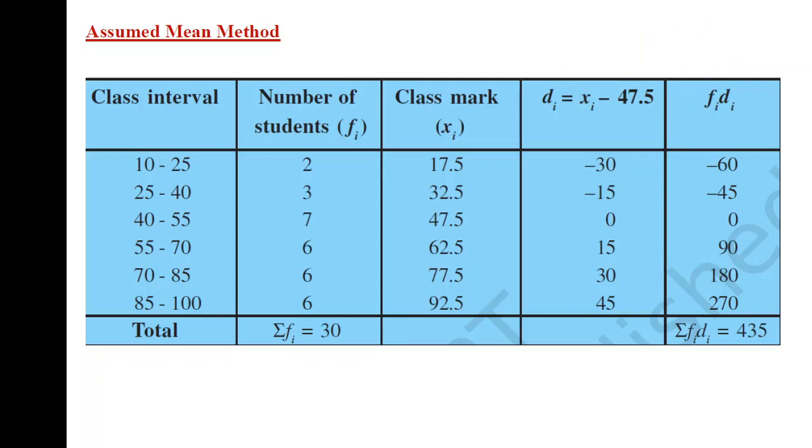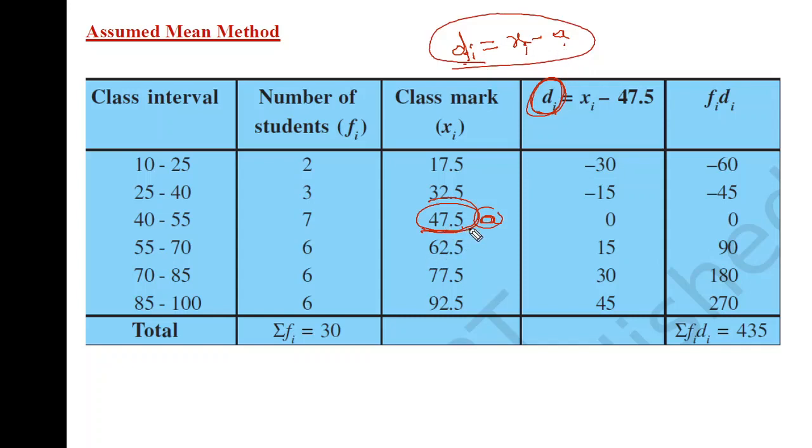Okay, now you see, we will assume a mean. So whom will we assume? We will assume this as the mean, 47.5. Now we will write di. Di is your deviation from the assumed mean. The assumed mean is your a, we can write it as a. Now we'll find di. So who is di? Di is equal to xi minus a. Please remember it. Di equal to xi minus a.